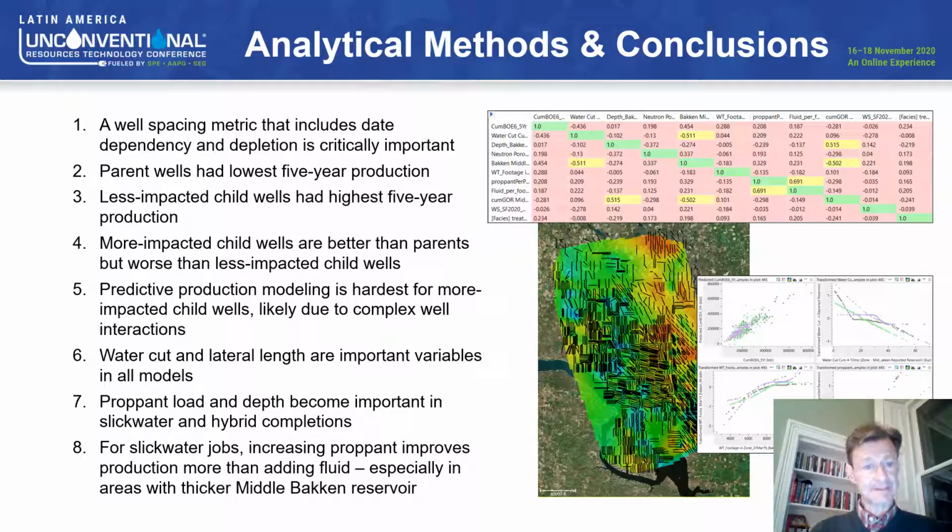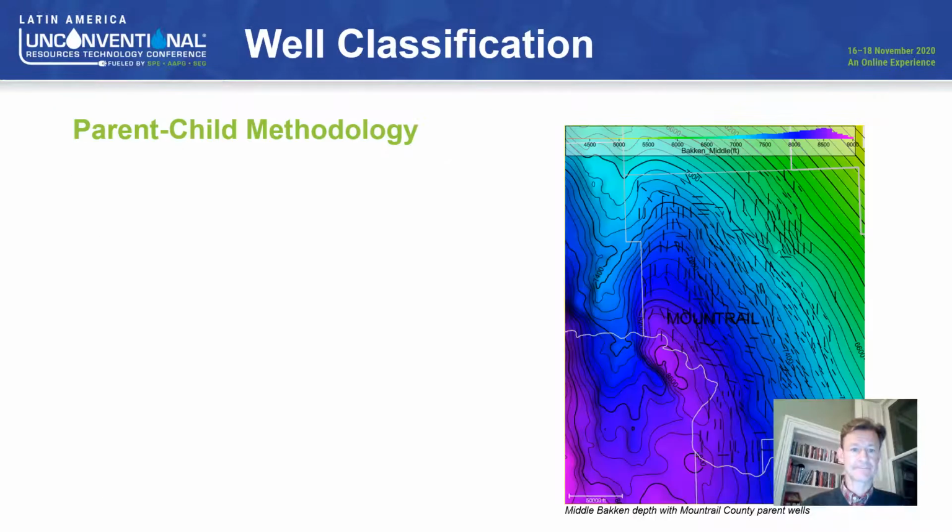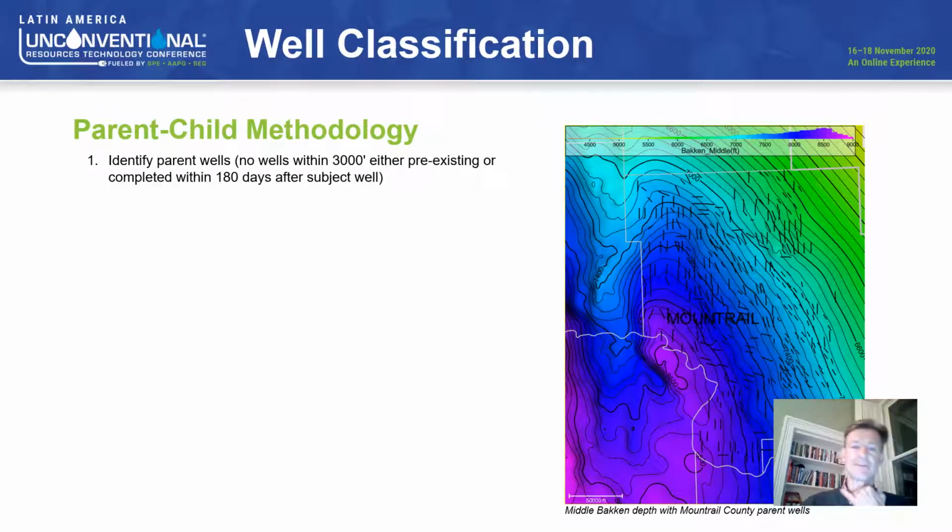But the intent here was to study this area, keeping in mind that the locations we have left to drill in between all these sticks on the map that have been drilled are almost all going to be what you would call late stage development, more impacted child wells. They're going to be close to other wells that have been there for a while. So I want to know, how do I drill those wells the best? So what's my parent-child methodology?